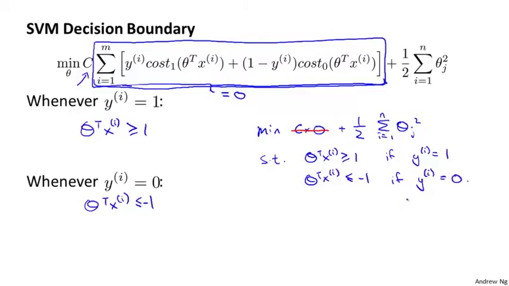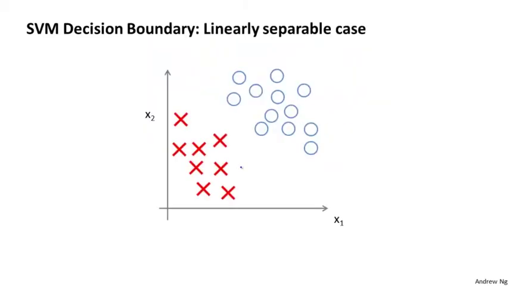And it turns out that when you solve this optimization problem, when you minimize this as a function of the parameters theta, you get a very interesting decision boundary. Concretely, if you look at a data set like this with positive and negative examples, this data is linearly separable. And by that, I mean that there exists a straight line, or there exist many different straight lines, that can separate the positive and negative examples perfectly.